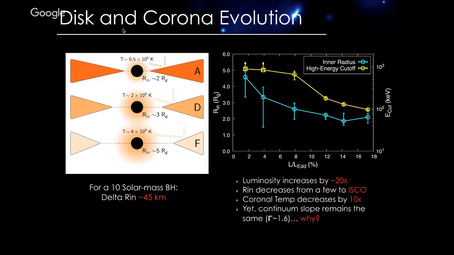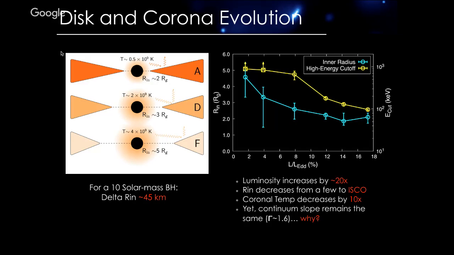But then you see the temperature of the corona going down, and this also makes sense, because the more luminosity a plasma puts out, the more it cools down. So this hot gas of electrons will cool down efficiently by just releasing photons. So an increase in luminosity means your corona is getting colder, but we also see this correlated with the disk moving inwards.